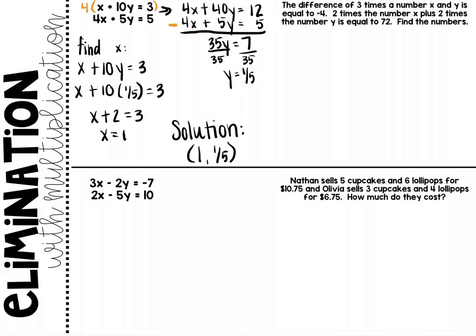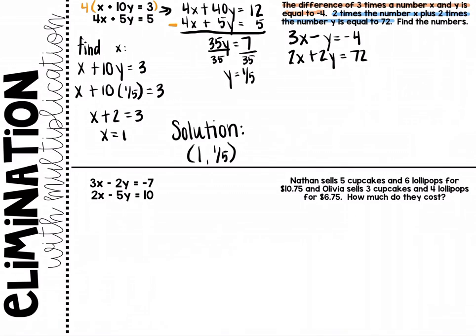Let me make my highlighter smaller, sorry. So we have this scenario, and then we have this scenario. So we have 2 pieces. So we have to write the equation for both of those. So the difference, so that's subtraction, 3 times the number x, the difference y is equal to -4. And then 2 times the number x, so 2x, plus 2 times the number y is equal to 72. Okay, again, we're going to go over a lesson on how to break that down and find those. And then they want us to find the numbers.